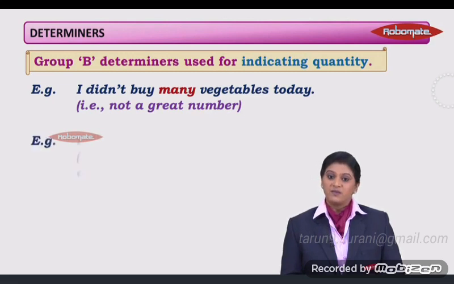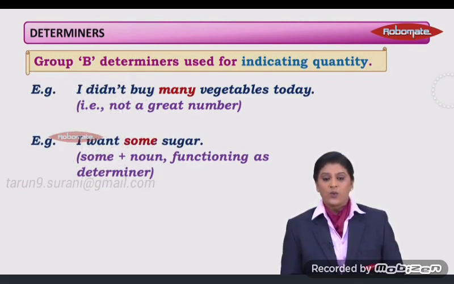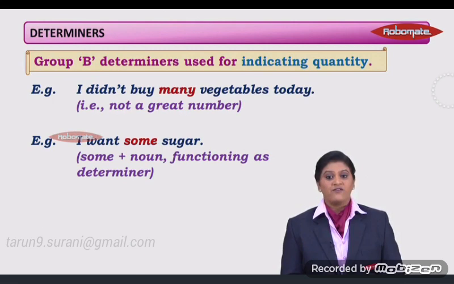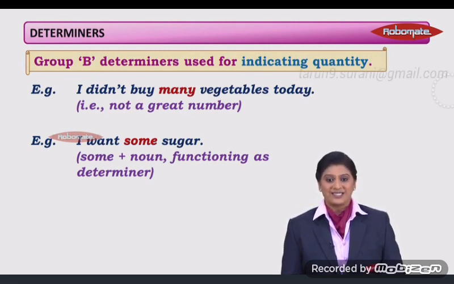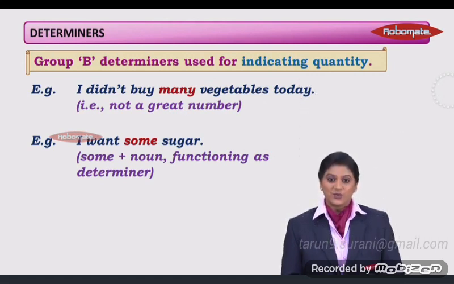Okay. Similarly, I want some sugar. Over here, some is the determiner, and some, when used before a noun, functions as a determiner which talks about the quantity. Now, we cannot count sugar as in each particle of sugar, and that is why we measure it in terms of quantity, whereas vegetables can be counted, and that is why we use many.